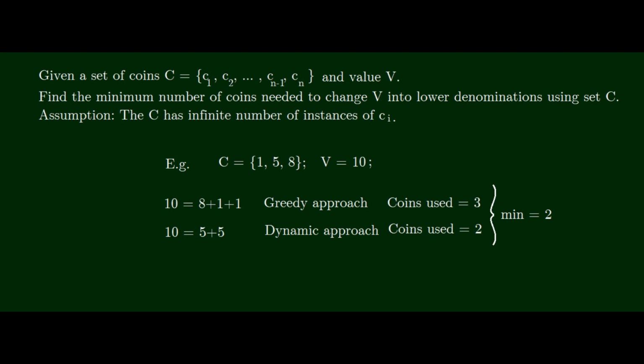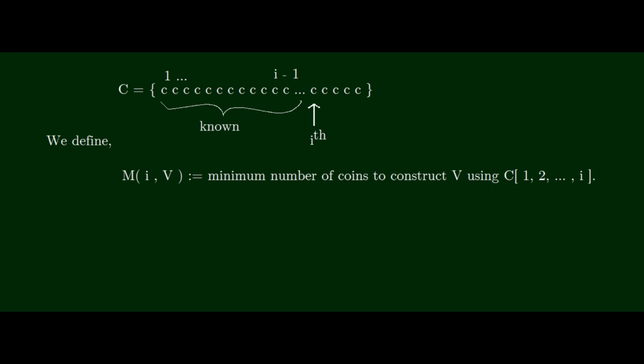And by this strategy we go for a dynamic approach. So now the number of minimum coins required is 2. In order to solve this problem, let's consider set C, which has many coins of different values, and suppose we are at the ith coin, and for 1 up to I minus 1, we know the solution. Miraculously we know the solution. This is actually a kind of strong induction, we can say.